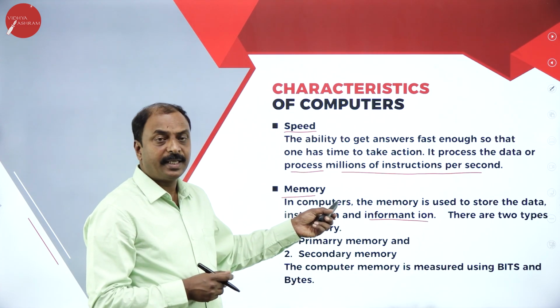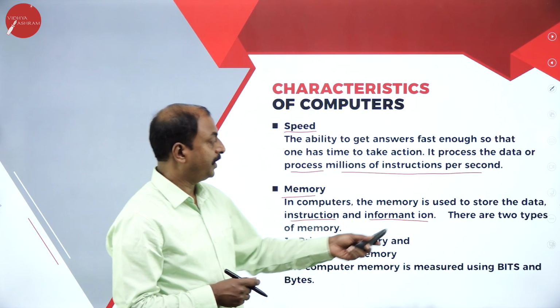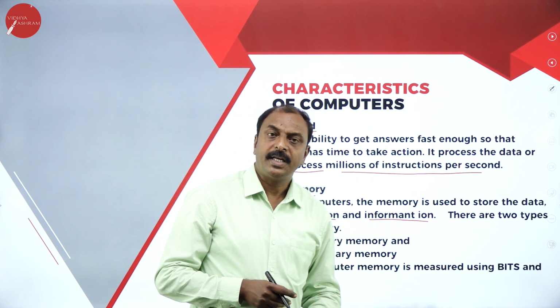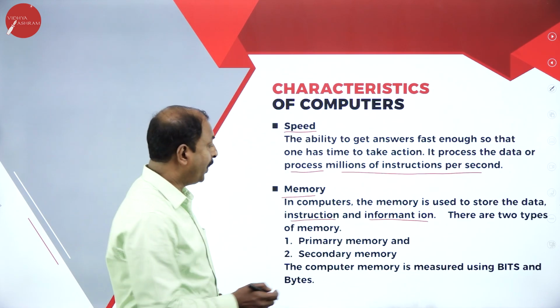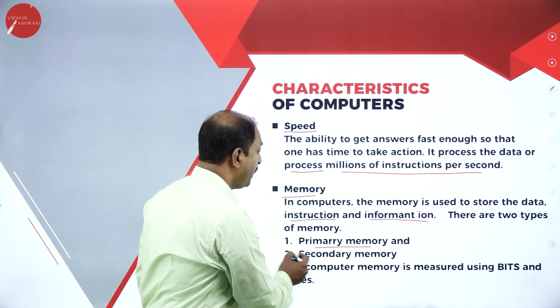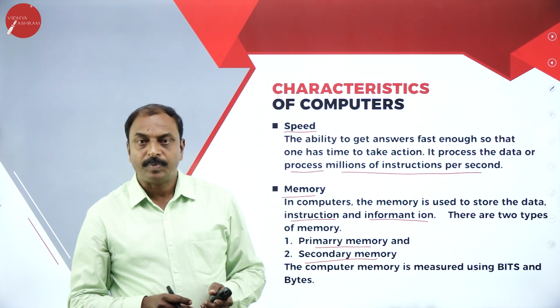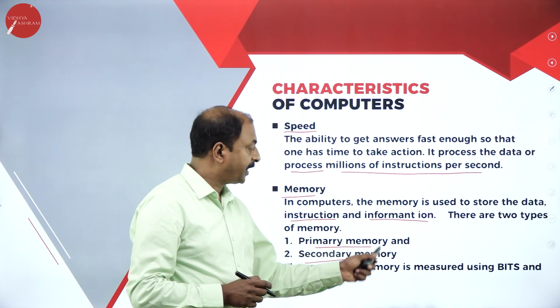So, memory in a computer is used to store data, instructions, and information. And in the computer, there are two types of memory. One is primary memory and the second one is secondary memory.